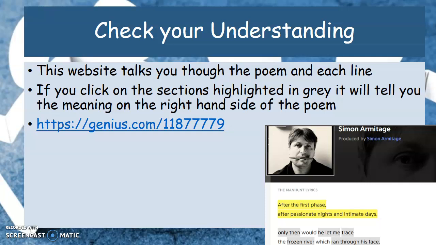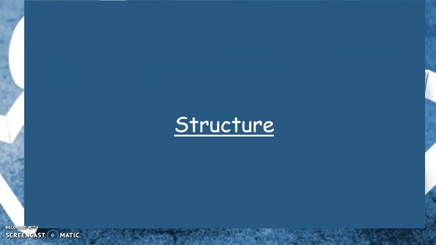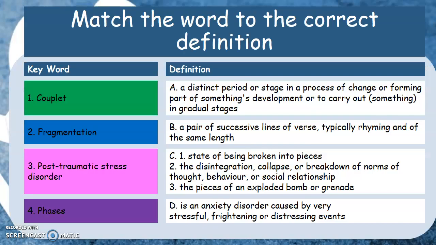To help you check your understanding, there is a website that talks you through the poem and each line. Again, I'll put this link at the top, or see if I can put it in the video for you to click. If you go on this website, just put your mouse over the highlighted grey bits and it will go yellow and it will tell you the meaning on the right hand side. Now we'll have a look at structure.